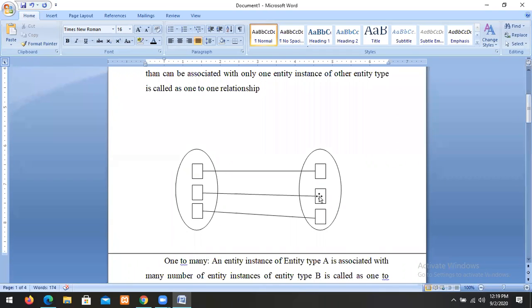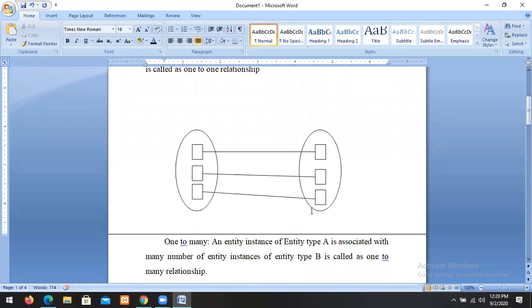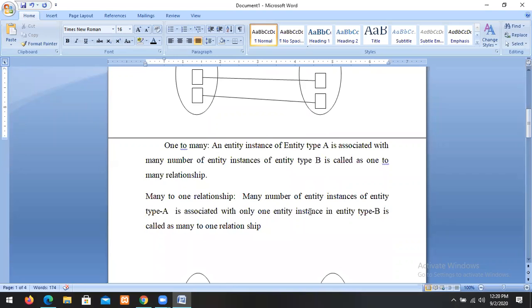Entity type B also has three entity instances. The first entity instance of entity type A is associated with the first entity instance of entity type B. Similarly, the second entity instance of entity type A is associated with the second entity instance of B, like this. So this is called a one-to-one relationship.